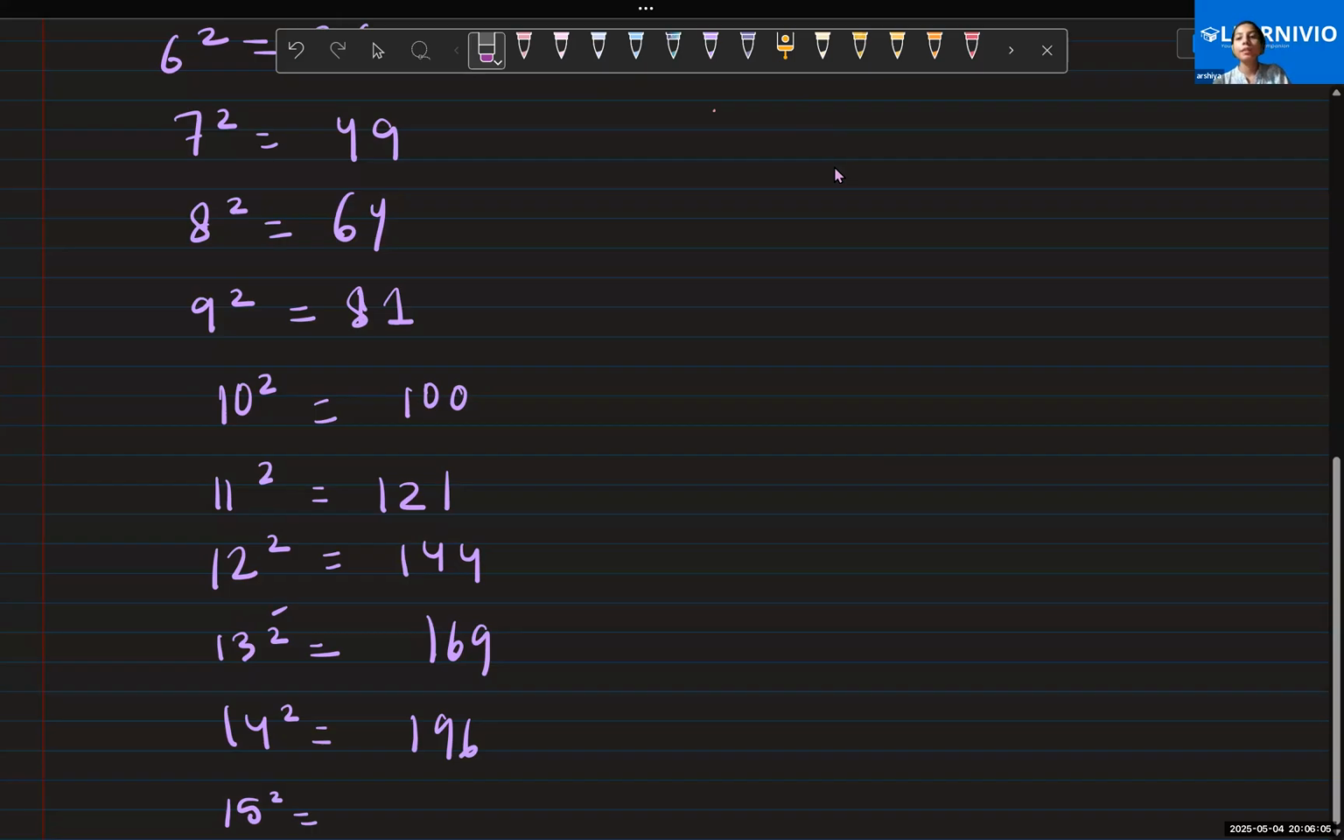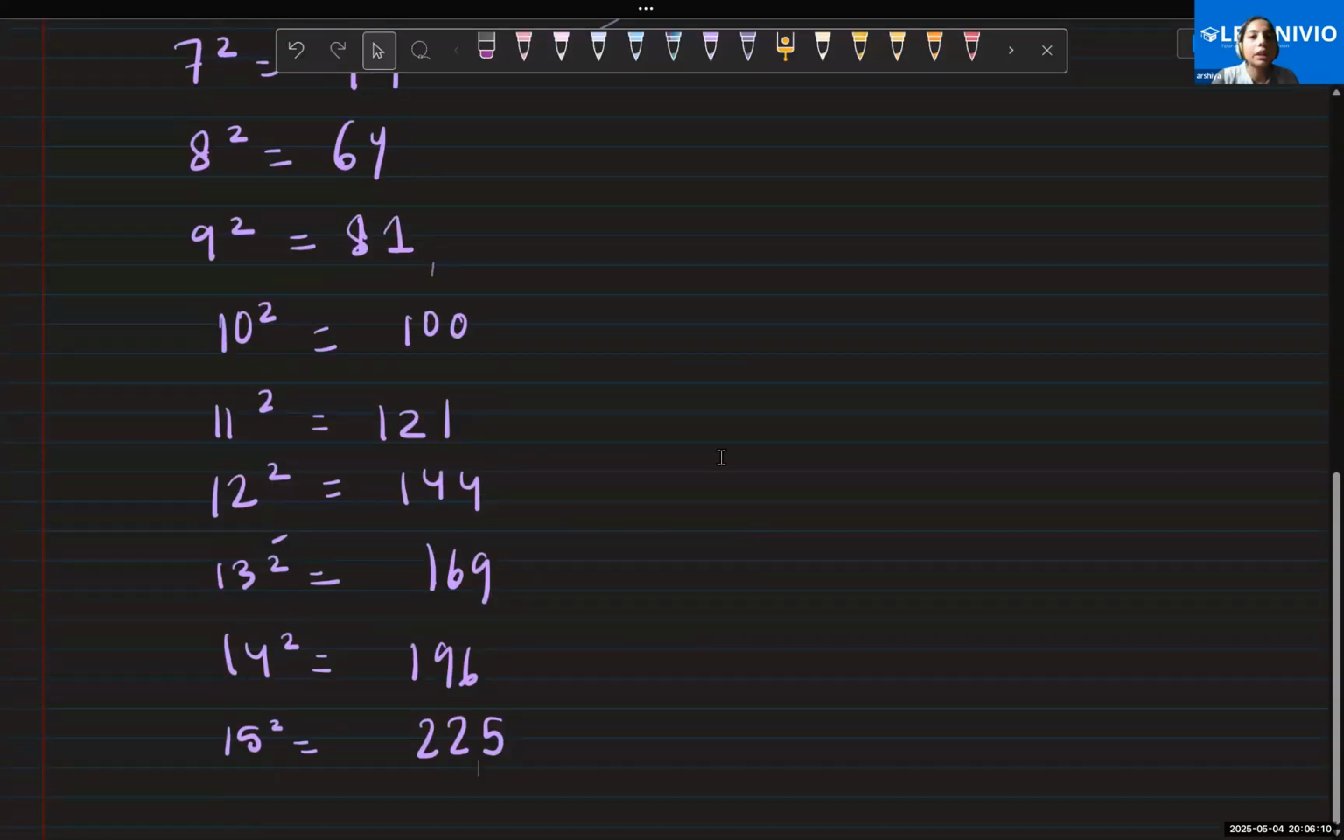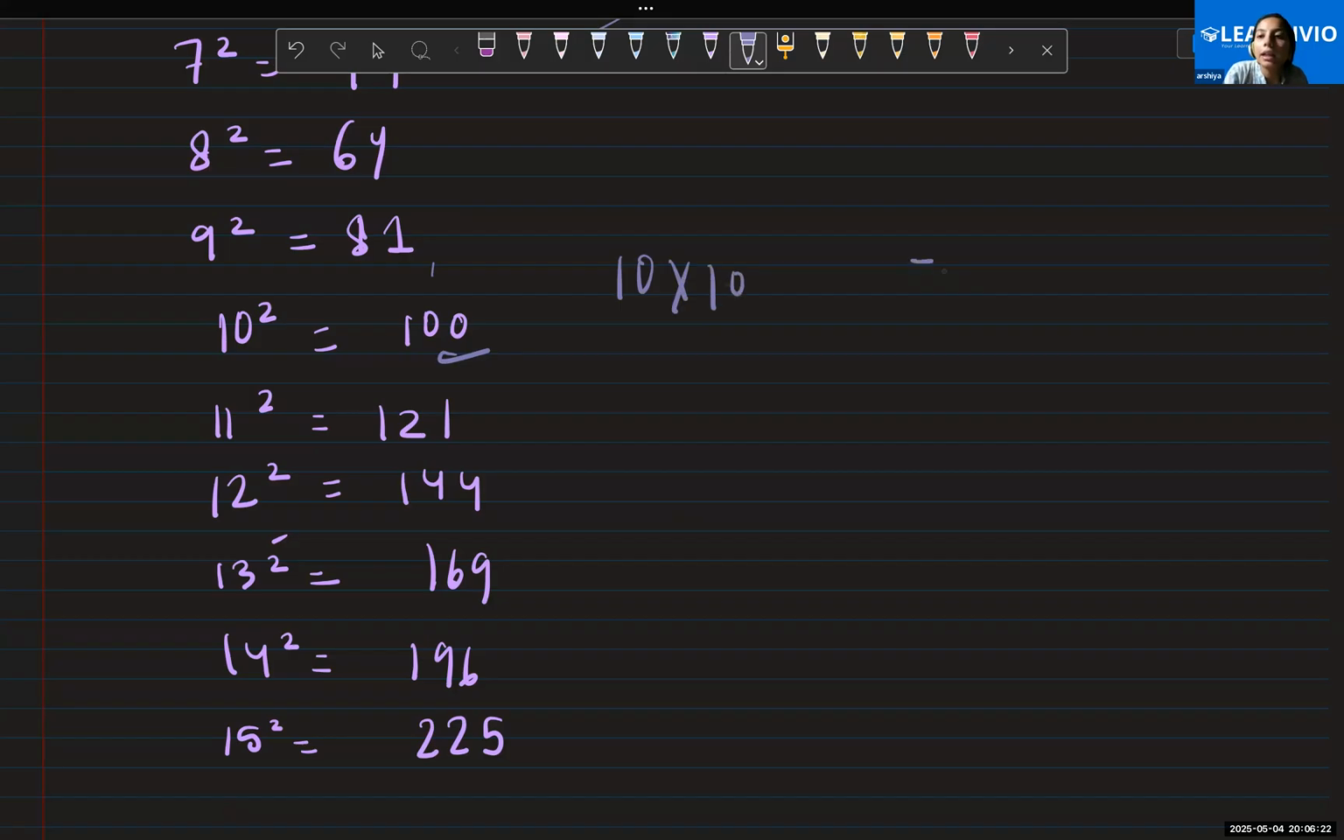Okay. So before we start the questions, one more thing I want to explain. Now, these numbers are going to be perfect squares. If I say that 100 is a perfect square, why? Because when I multiply 10 by 10, I get 100. So that means it's a perfect square. But if I ask, is 101 a perfect square? You'll say no, because there are no two same numbers that I can multiply to get 101. So this is not a perfect square.